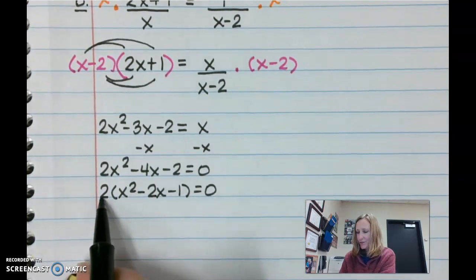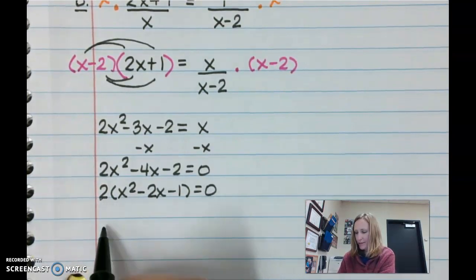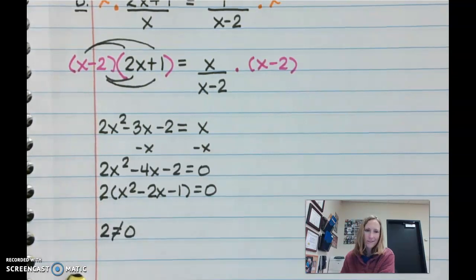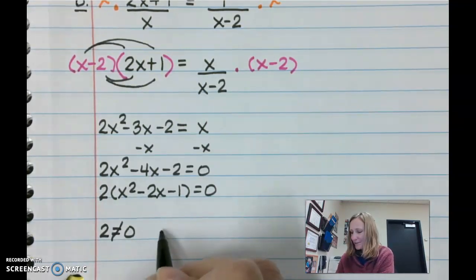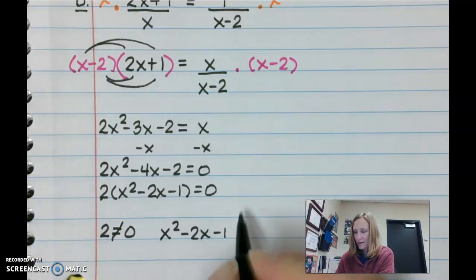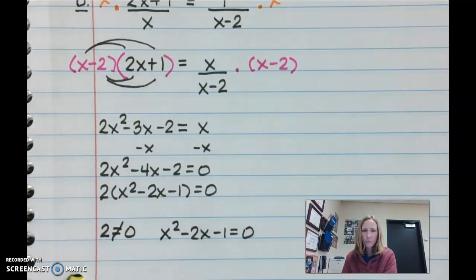So then I know that 2 will never equal 0. So if I set these factors equal to 0, setting 2 equal to 0, that's not even possible. So that's not going to yield me any solutions. So then I can look at x squared minus 2x minus 1, and what would cause that to equal 0?